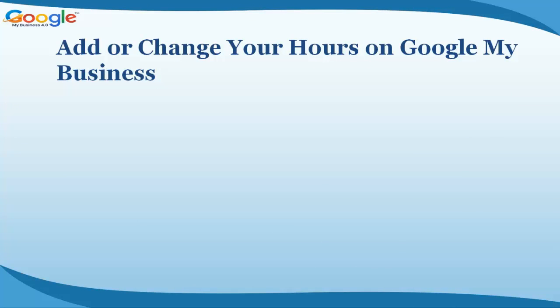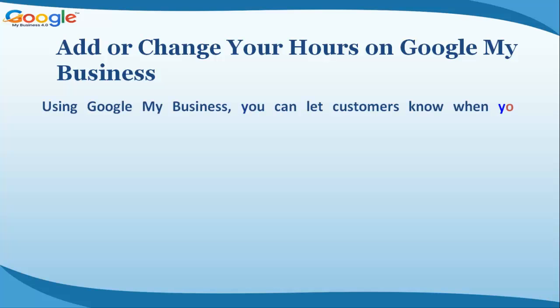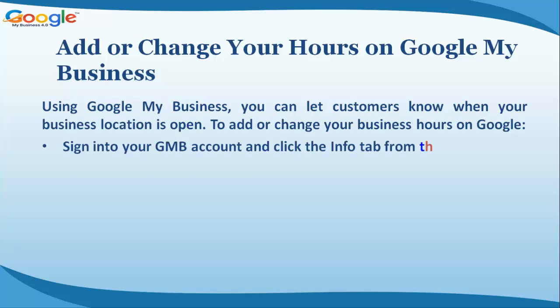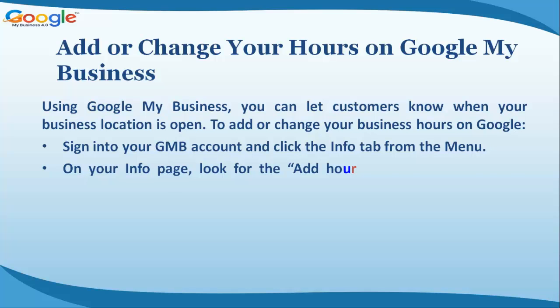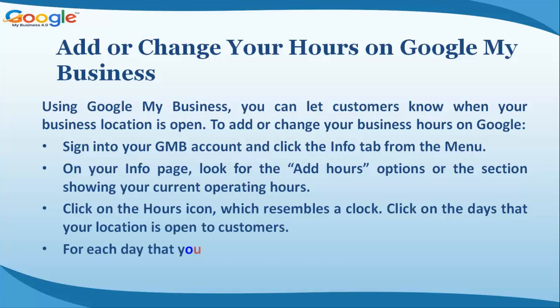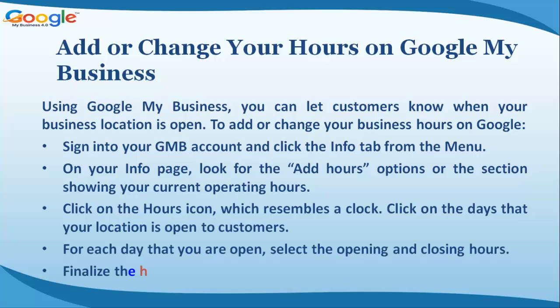Add or change your hours on Google My Business. Using Google My Business, you can let customers know when your business location is open. To add or change your business hours on Google, sign into your GMB account and click the Info tab from the menu. On your Info page, look for the Add Hours options or the section showing your current operating hours.